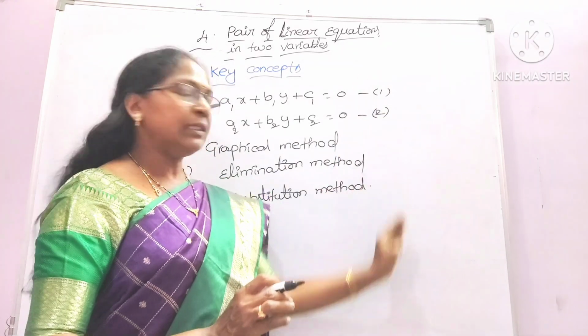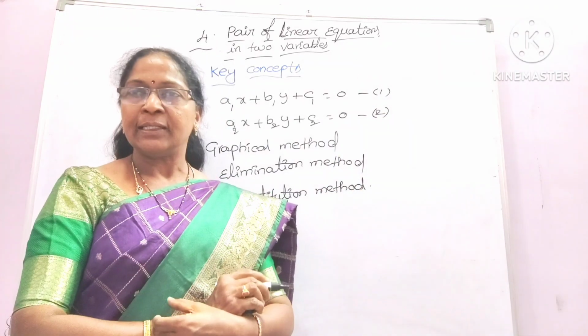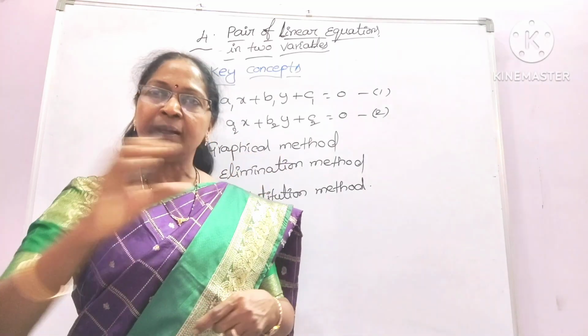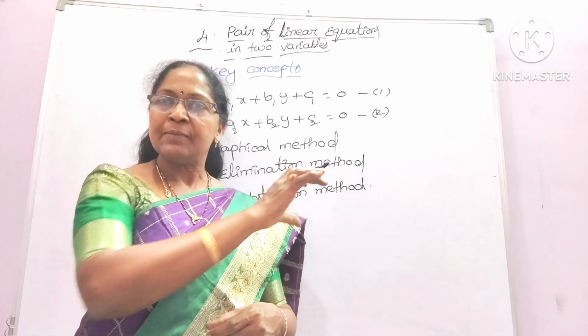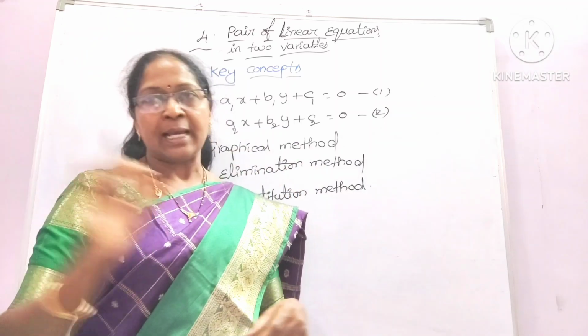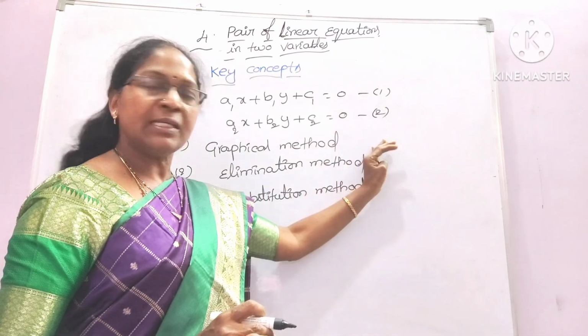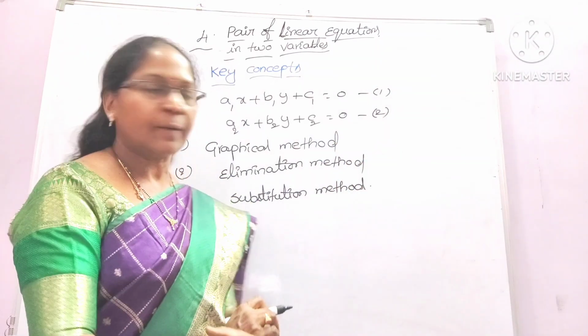But here, sometimes you will get an intersecting point and sometimes you won't. Sometimes you will get parallel lines. Sometimes you will get coincident lines. Like that, different types of lines are there. Depending on the values, we can find out which type.